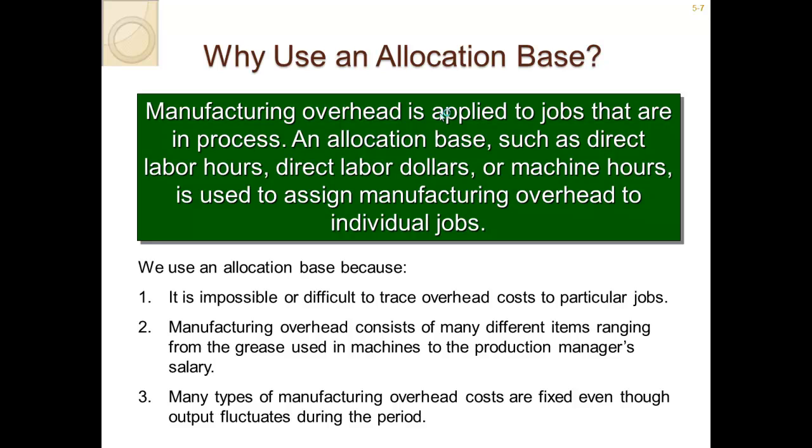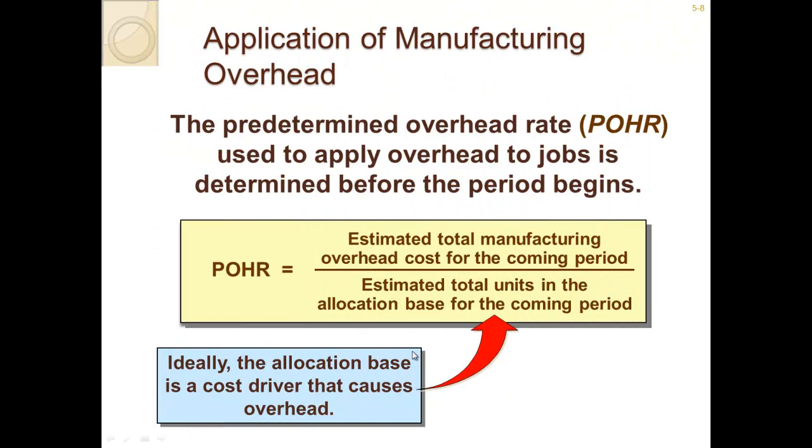Manufacturing overhead consists of many different items, and many types of manufacturing overhead costs are fixed, even though output fluctuates. So fixed manufacturing overhead, we have predetermined information there. So the application of manufacturing overhead. When we're doing this job order costing, we come up with a predetermined overhead rate.